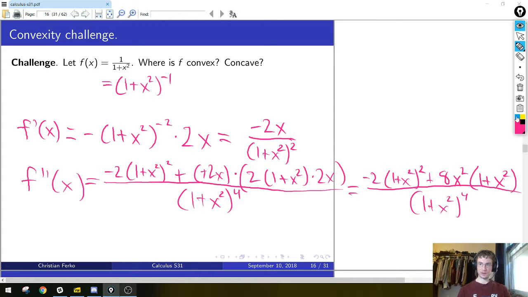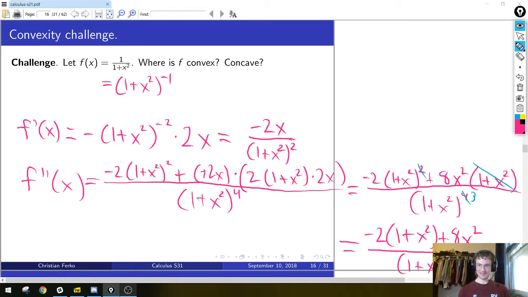And now it looks like we can cancel this common factor of 1 plus x squared. So now this is a 3 downstairs, and if that's true, then this guy is minus 2 times 1 plus x squared plus 8x squared. If I do this without making any algebra mistakes, it will be a miracle. It's all checking out so far.